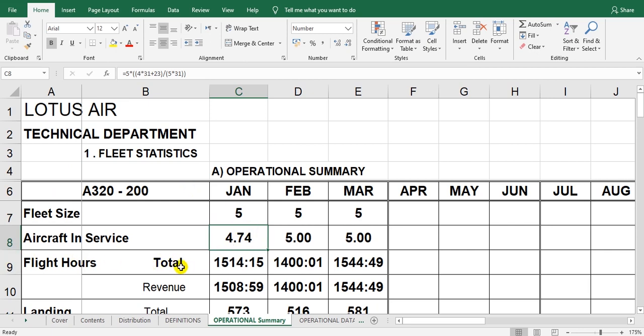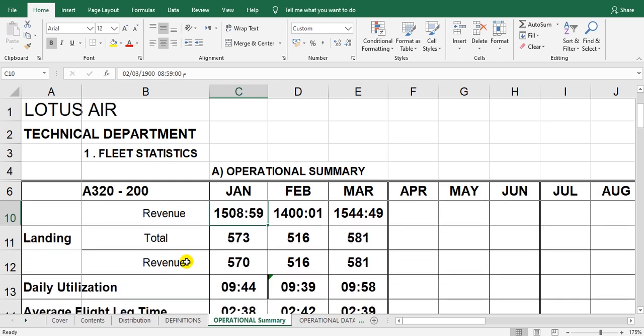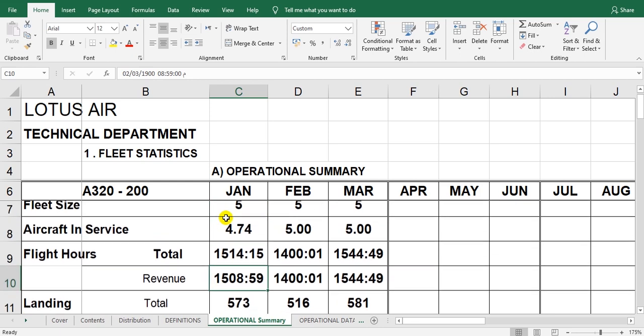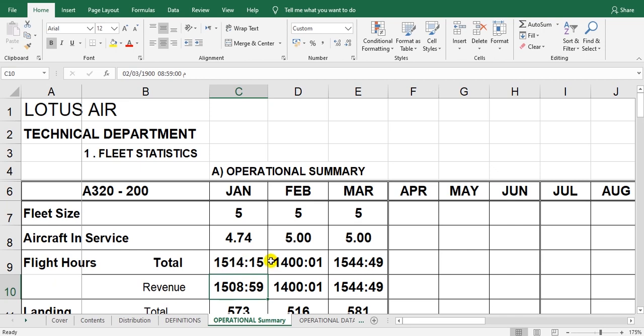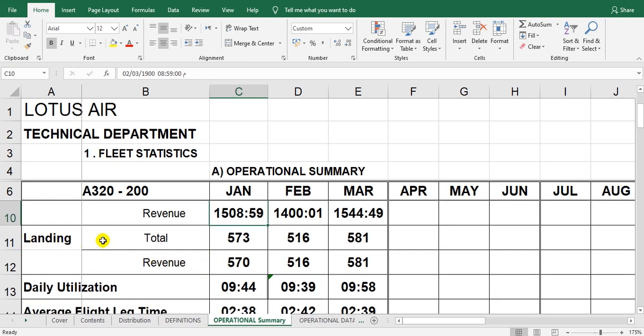Here, flight hours, total and revenue. This is the total, and this is the revenue, because there are some flights for positioning, not revenue, okay? So revenue is less than the total. Here the landing, the total landing here, and this is the revenue, so 3 flights non-revenue here.